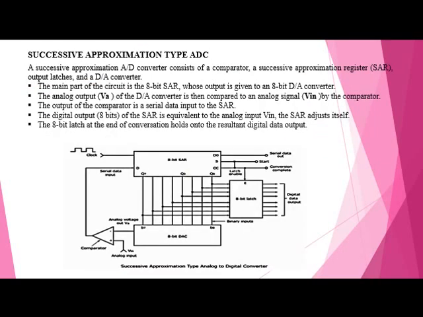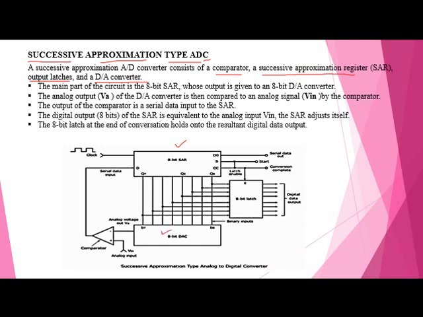In this slide we are discussing the successive approximation type of ADC. The successive approximation ADC consists of a comparator and a successive approximation register, SAR, then output latches and a digital to analog converter. The main circuit is an 8-bit SAR, whose output is given to the 8-bit digital to analog converter.